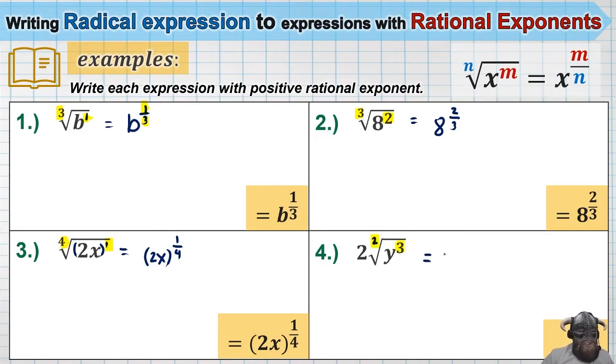Ang magiging sagot natin ngayon will be, copy mo yung 2, and then, y raised to, numerator natin ngayon is the cube or raised to 3. So that will be equal to 3 over the denominator will be the index, which is 2. So ang sagot natin will be 2 times y raised to 3 over 2. Okay, so tama tayo.